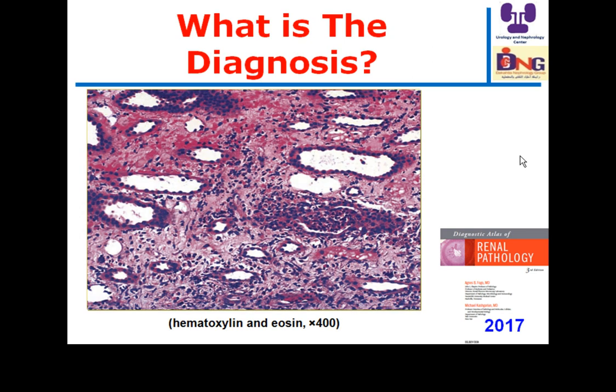This is a patient who presents with acute renal failure. What is your diagnosis? Please look carefully at this hematoxylin and eosin stained specimen. Here, this is the cast with many inflammatory cells. So this is an inflammatory cast, and here there is interstitial edema. So this is a case of acute pyelonephritis.